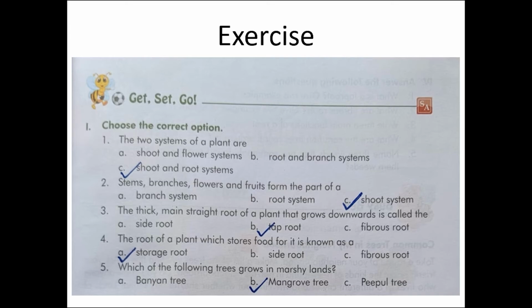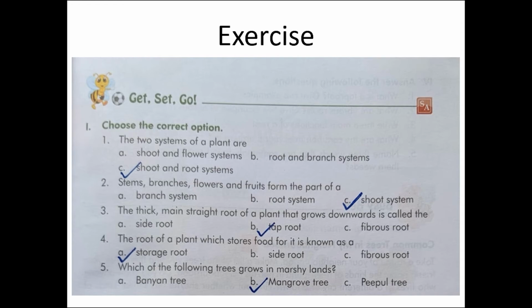Number 2, stems, branches, flowers and fruits form the part of a option A, branch system, B, root system, C, shoot system. Correct option is option C, shoot system.